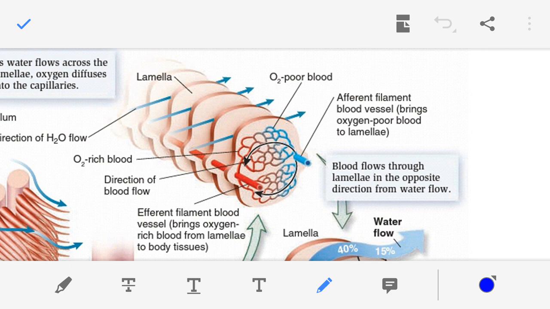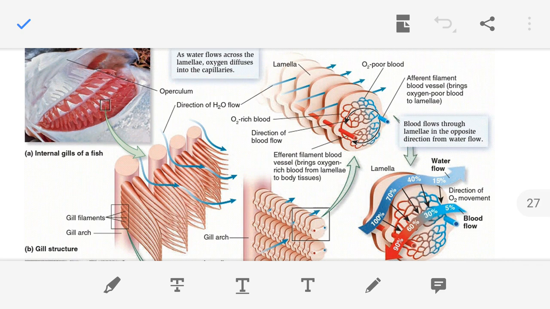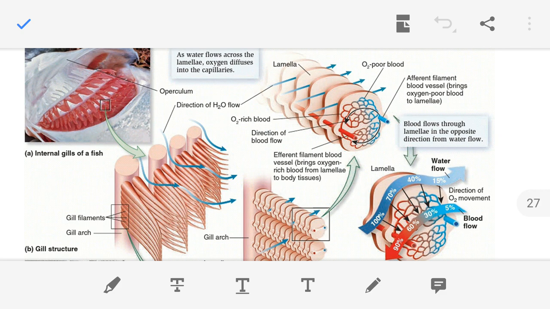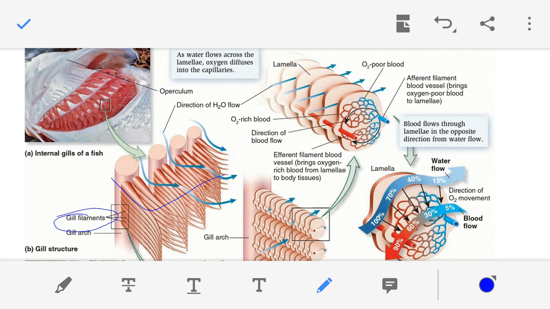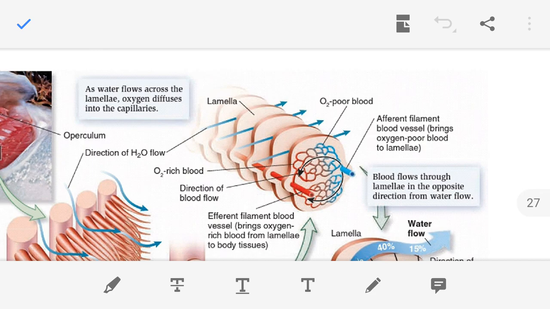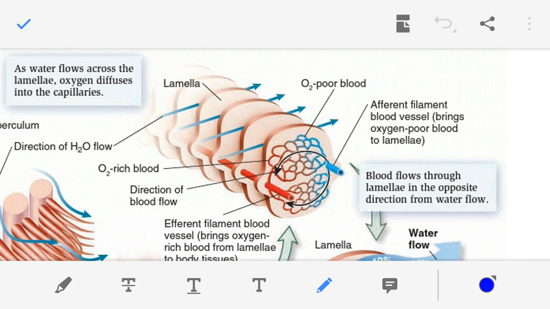Now here you see the direction of water flow is also important. Here from the gill, with the blue color they are showing the direction of water flow. So water flows from the surface of the gill filament, because the gill filaments are made up of lamellae. Now when the water flows over the surface of the gill filament, the oxygen which is present in the water enters into this capillary blood. So now the capillary blood becomes oxygen rich.